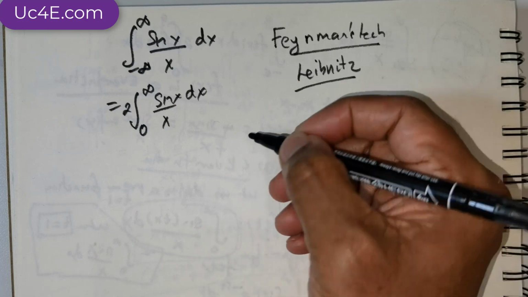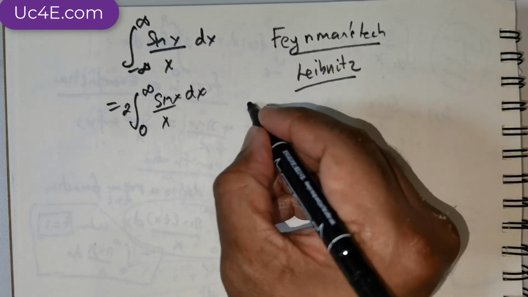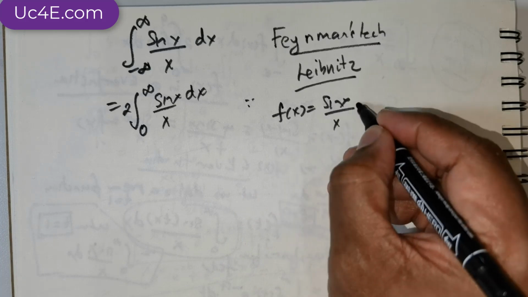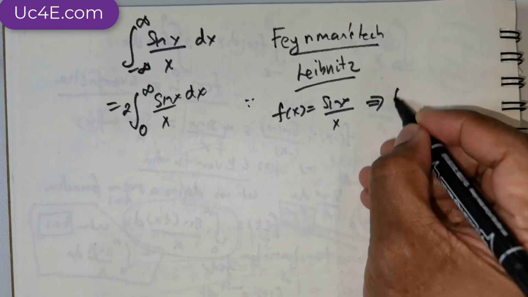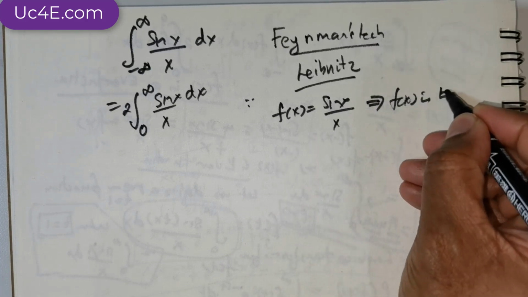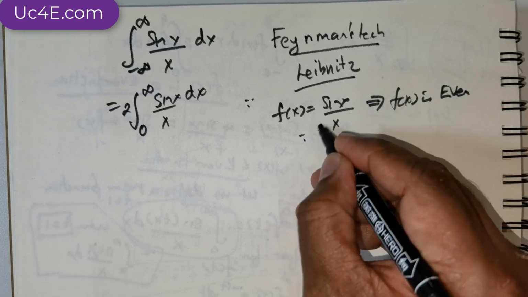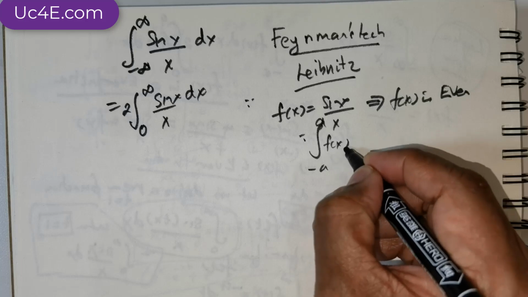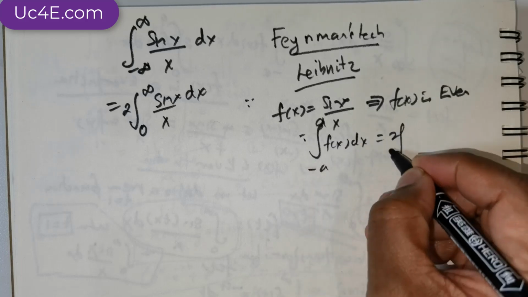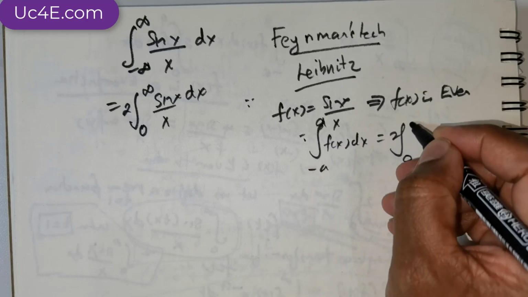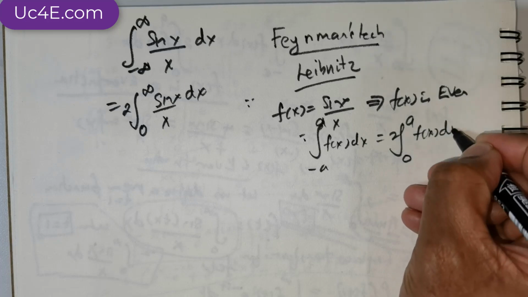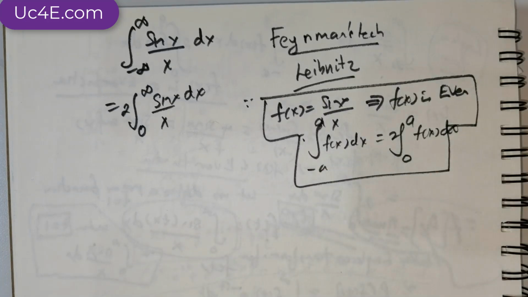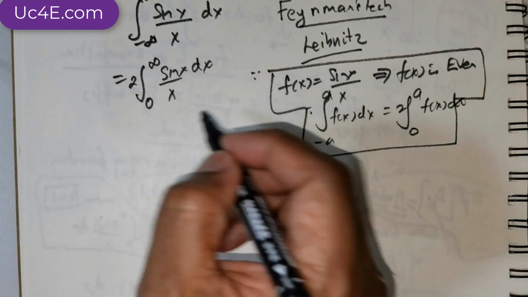Now you might be asking me, why am I writing it like this? Because if you were to take f of x to be equal to sin x over x, clearly f of x is even. Since f of x is even, we have a property. Suppose you have the integral from negative a to a of f of x dx. If the function is even, then you can write it as 2 times integral 0 to a f of x dx. All because of the property of integrals. So I have got this.